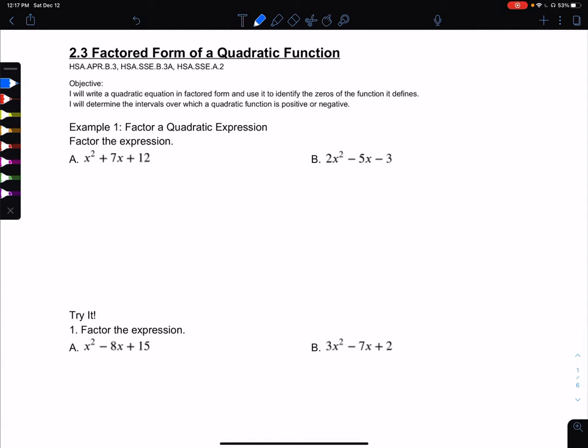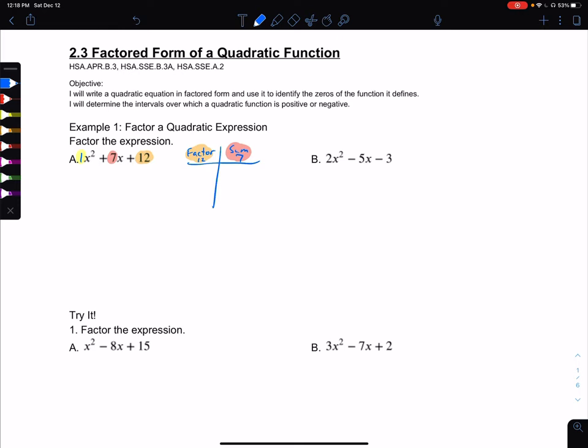In part A, our A value, which would be right here, is 1. That's just going to be 1, which means we can use the factor sum method. So we want factors of this number 12 that have a sum of 7. You're looking for factors of C that add up to B.